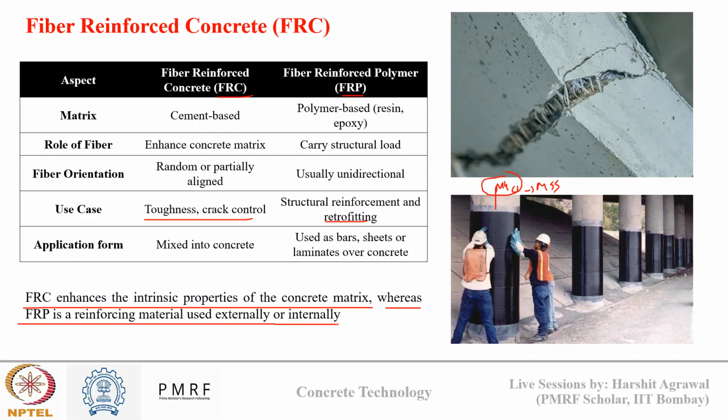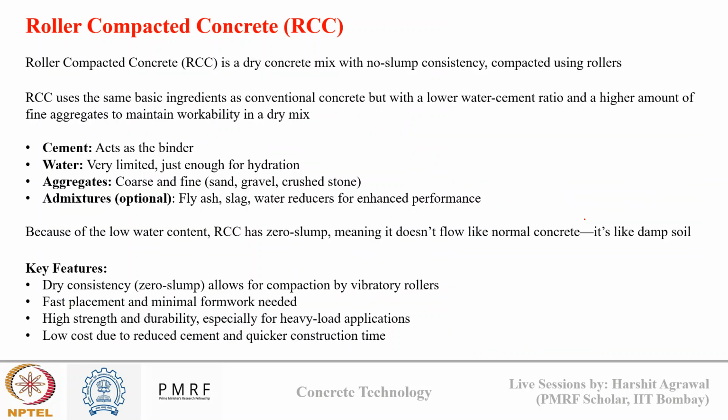used externally or internally. You can see here in the first image, we have fibers inside concrete which are bridging the crack. While in the second image, you can see this black wrapping. These are CFRP, carbon fiber reinforced polymer. We are wrapping this on a concrete column. And what does this wrapping do? It is providing confinement to concrete, and it is enhancing the axial strength carrying capacity of concrete. So that is the difference between FRC and FRP.